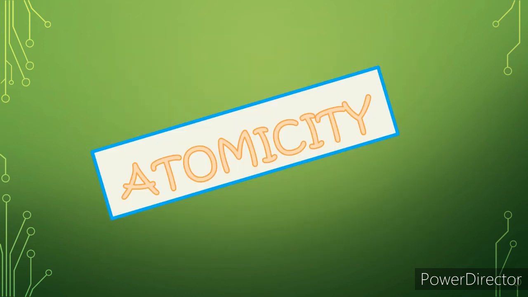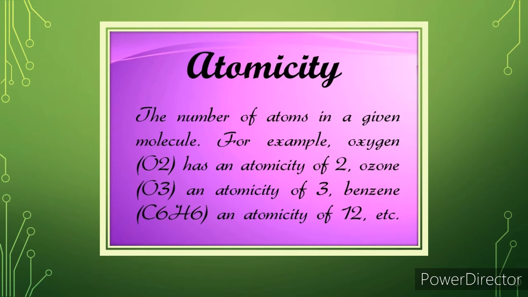Next, what is atomicity? Atomicity is the number of atoms in a given molecule. For example, what is the atomicity of oxygen? It is 2 because it contains 2 atoms. What is the atomicity of ozone? It is 3 because it contains 3 atoms of oxygen. Then, what is the atomicity of benzene, whose molecular formula is C6H6? That means it is 12. Like that it goes on. The number of atoms in a given molecule is given by atomicity.